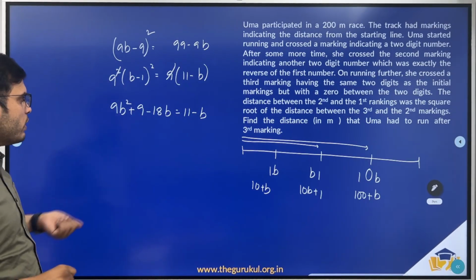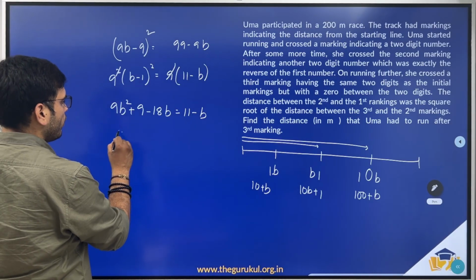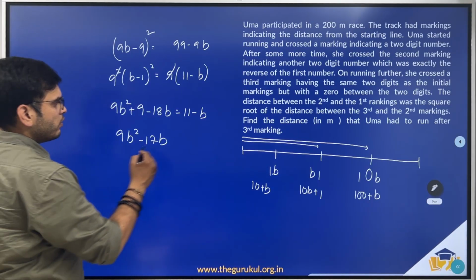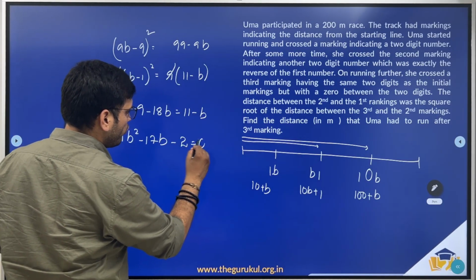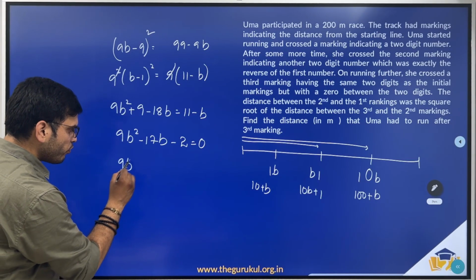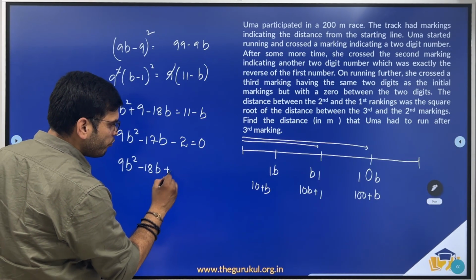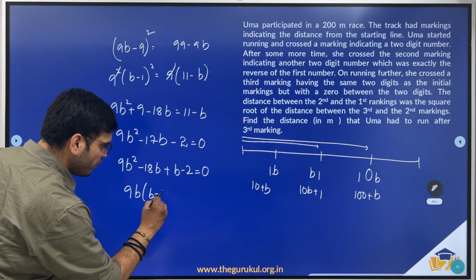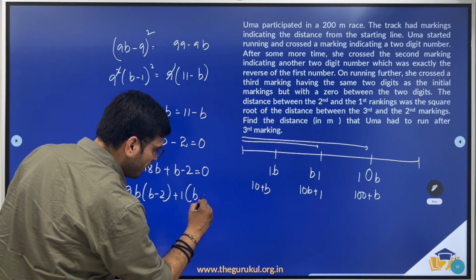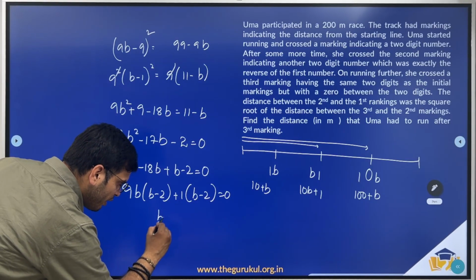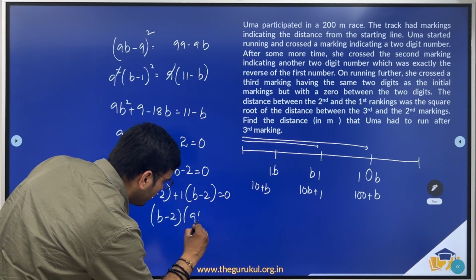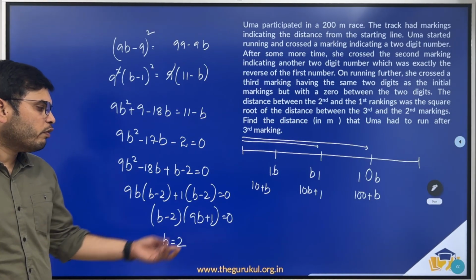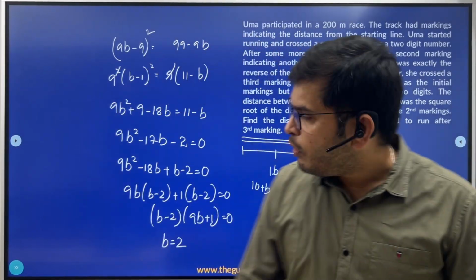Now shifting all terms to one side. Right. Now what do we have? 9B square minus 17B minus 2 is equal to 0. Right. So I'll be writing this as 9B square minus 18B plus B minus 2 is equal to 0. If I take 9B common, B minus 2, plus 1 common, B minus 2 is equal to 0. Now this is nothing but (B minus 2) into (9B plus 1) is equal to 0. So either B should be equal to 2 or B should be equal to minus 1 by 9, which is not possible. So the value of B is 2.